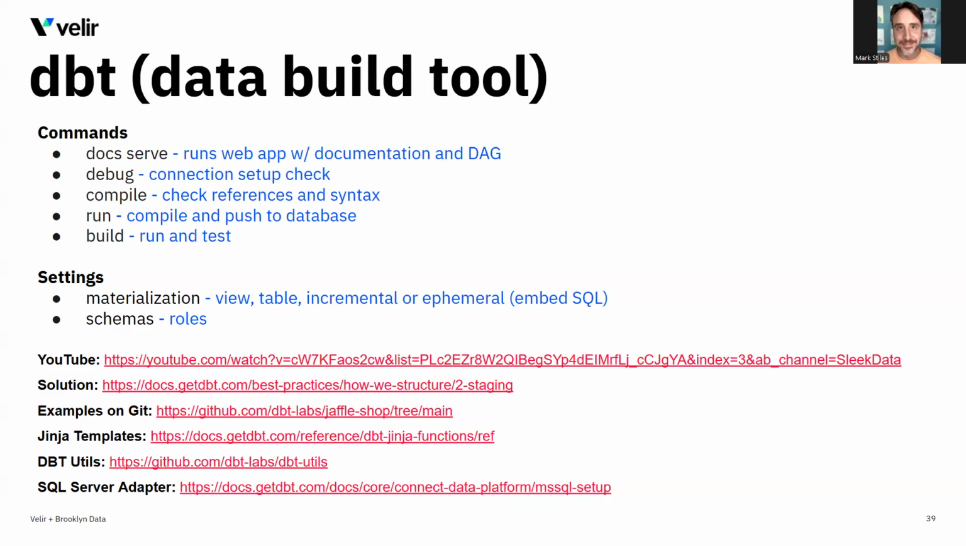Examples on Git, Jinja templates, which are like the templating framework, how they do the references and the variables and all the other things. DBT utils, which is kind of like an off-the-shelf, community-built collection, but it really is a bunch of useful tools that can come in handy if you're doing this a lot. And the SQL Server adapter, which you can connect this to a number of different databases, and every one of them is different. So you need the actual adapter for the database that you're using. In our case, it's SQL Server.